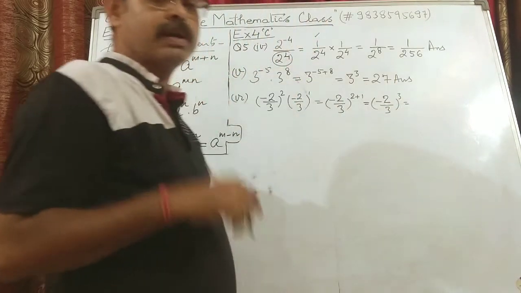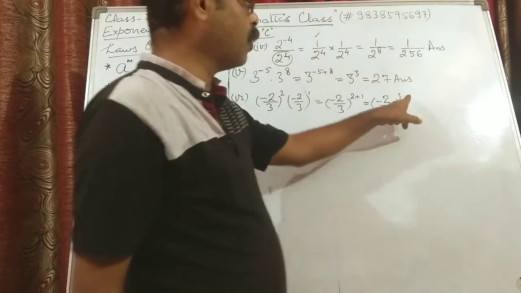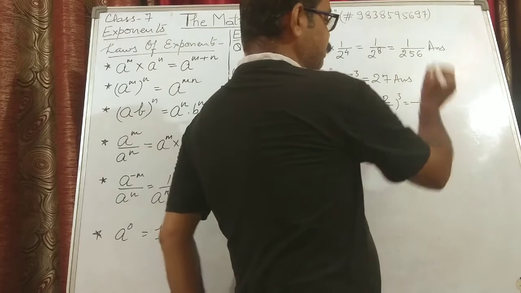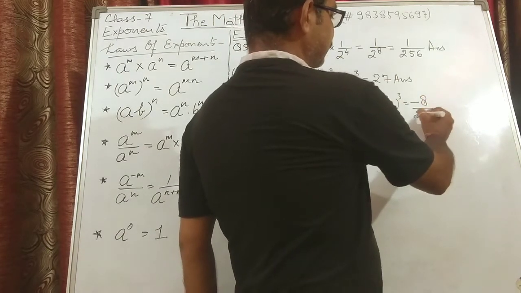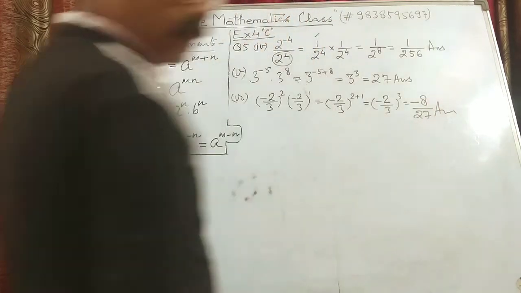Now minus 2 multiplied 3 times, and we know that if there is an odd power of minus, it will always come minus. So first put minus. 2 to the 4 to the 8 upon 3, 3 is a 9, 3 is a 27. This is the final value.